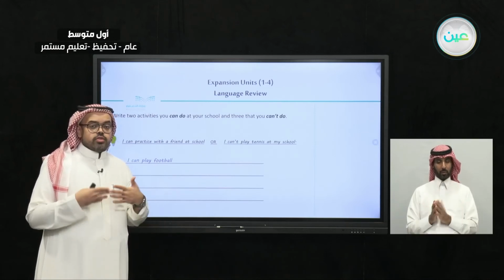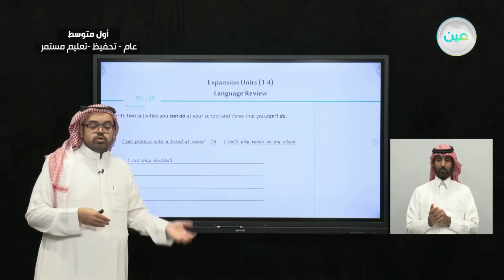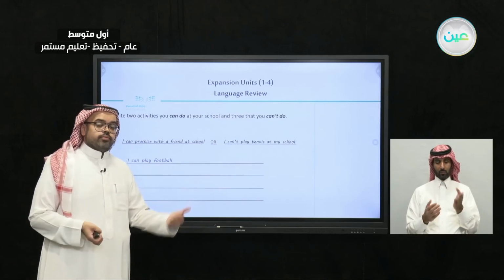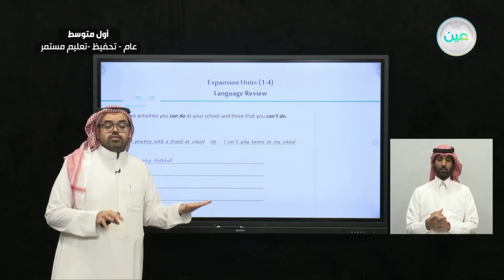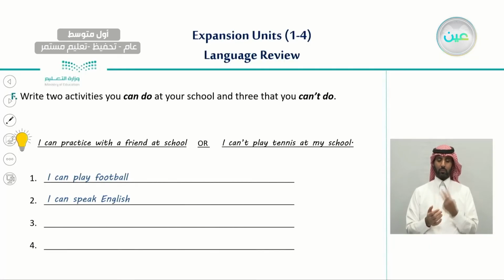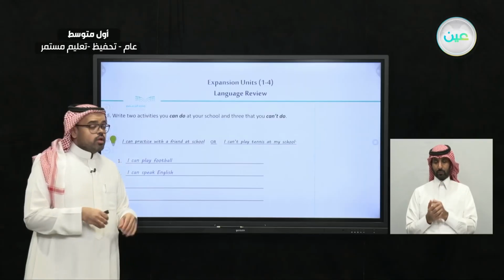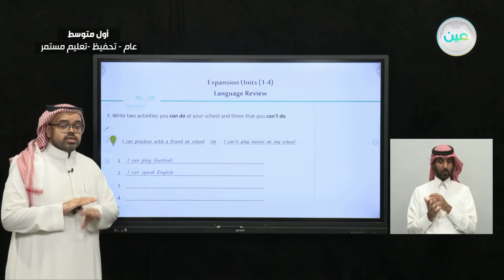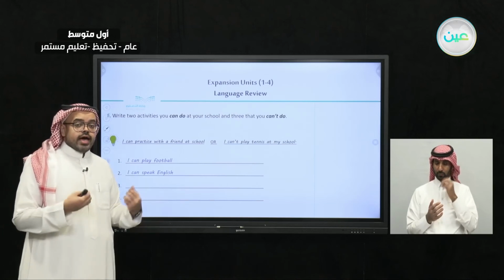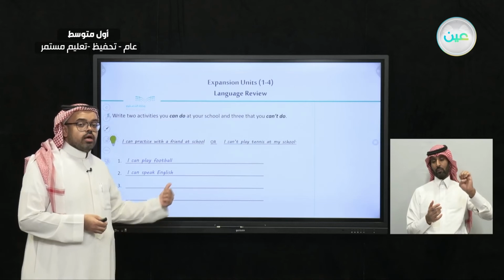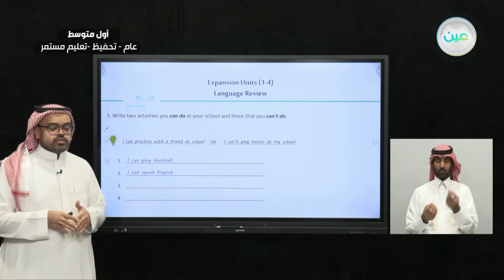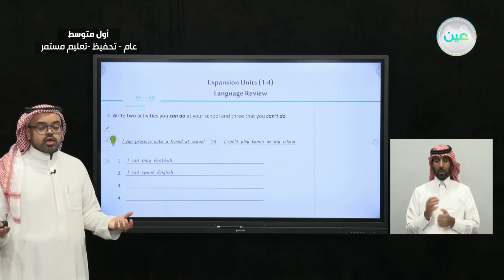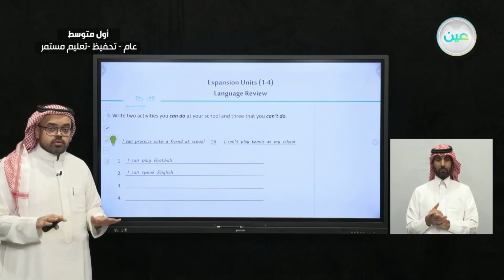So you see, here are the two activities. One of them we can do and the other we cannot do. I can play football, but I can't play basketball at my school. The second one, I can speak English. In my school or at my school, I can speak English, but I can't speak Chinese. So here we have an activity that we can do and the other that we cannot do at my school.